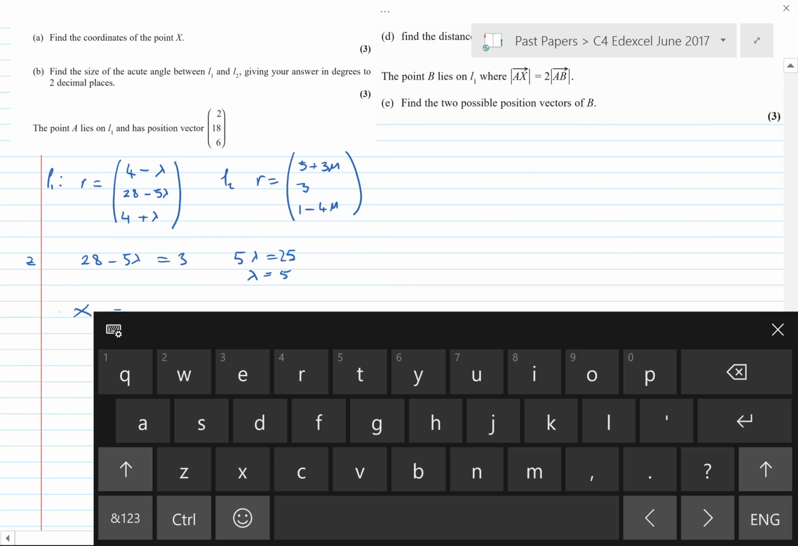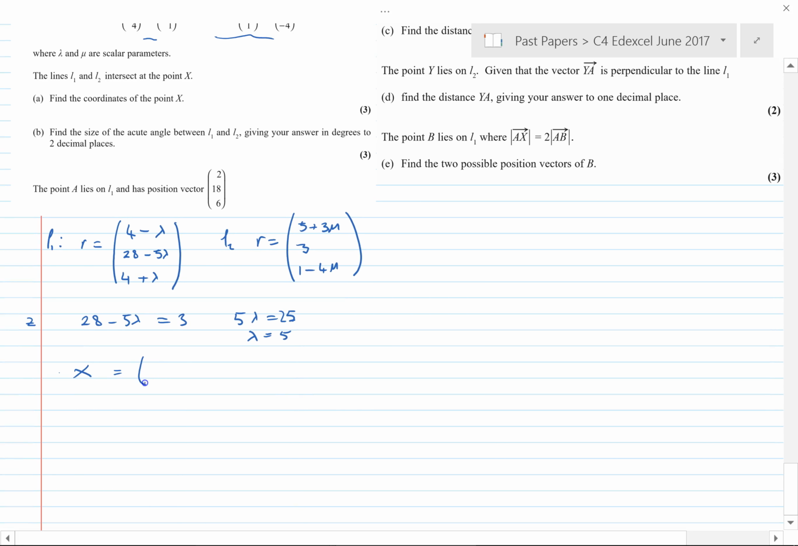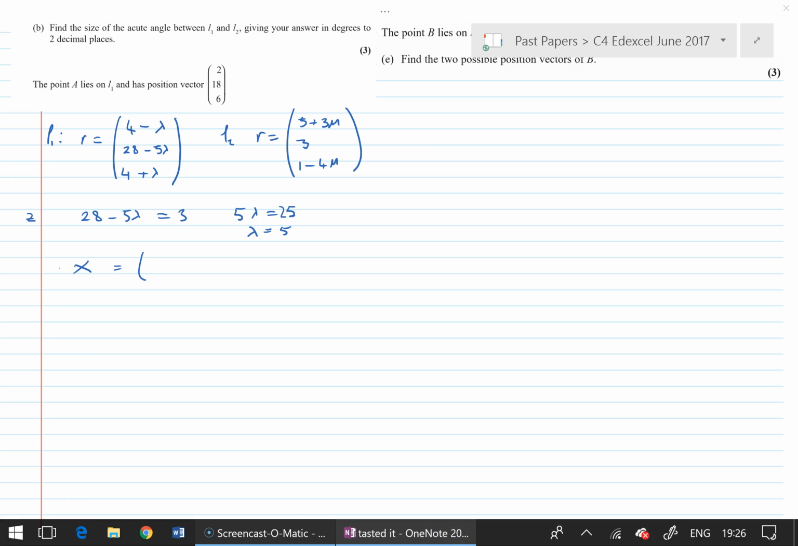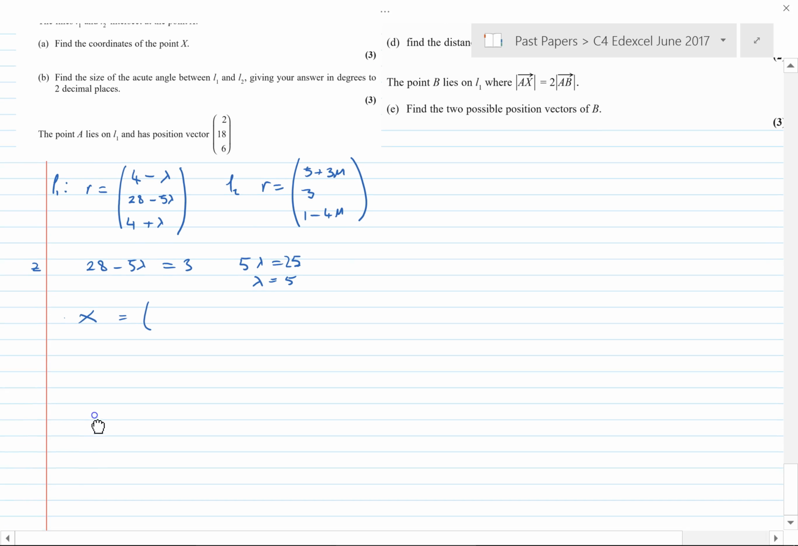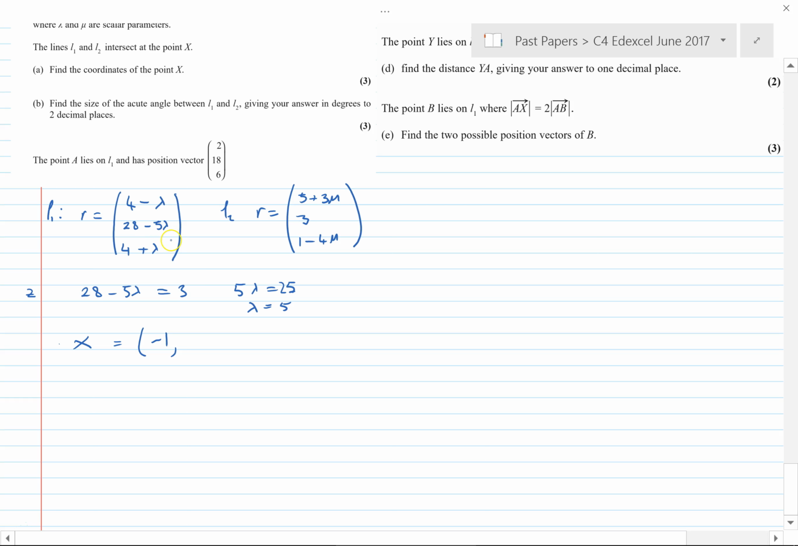We better give it as a row. Apologies, I'm not quite sure why the keyboard thing's coming up all the time. 28 minus 5 times 5, well, we know it's going to be 3 because it's got to be the same as that one. And then putting 5 into that one, 4 plus 5 is 9.